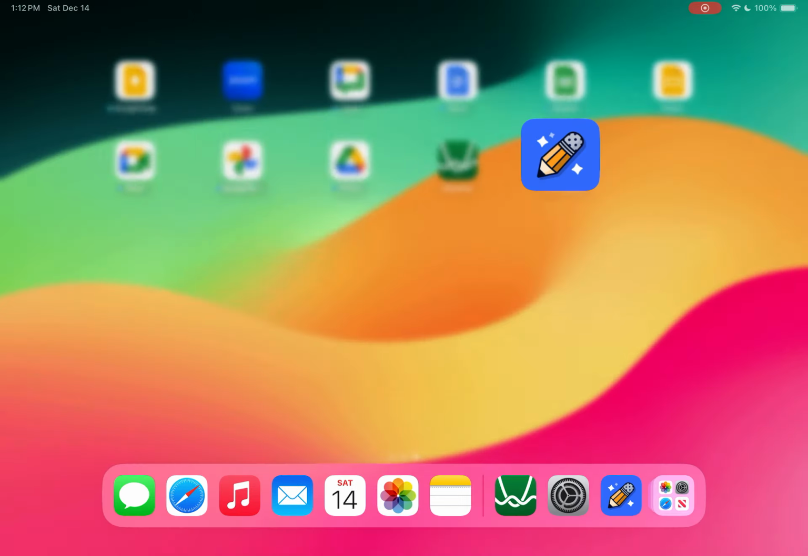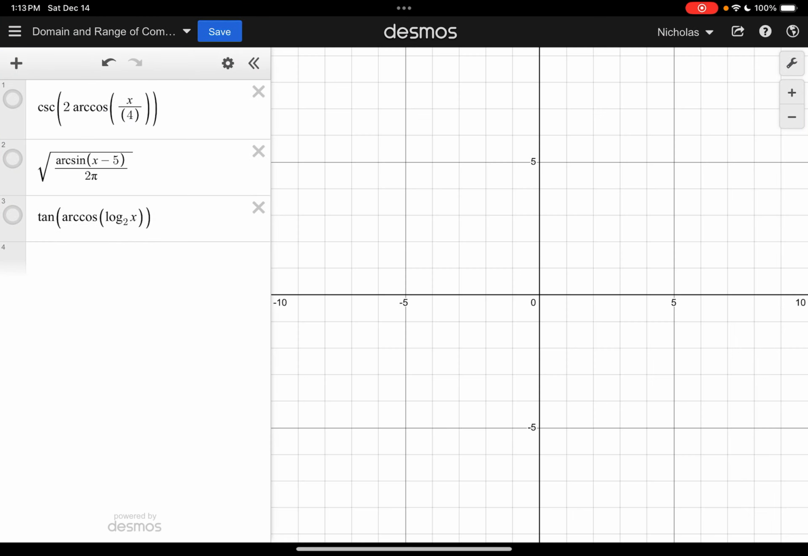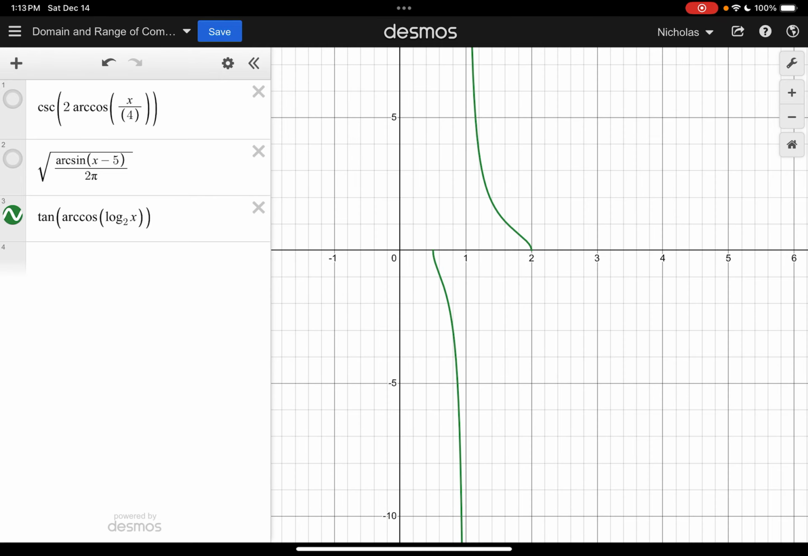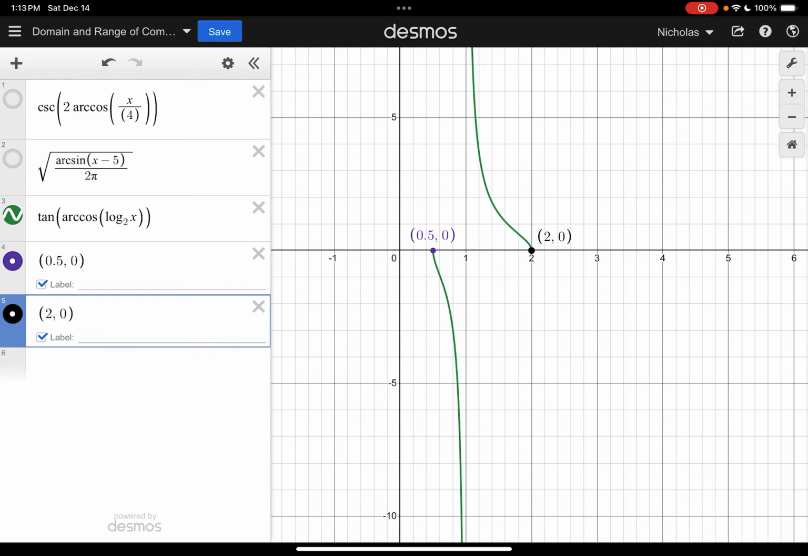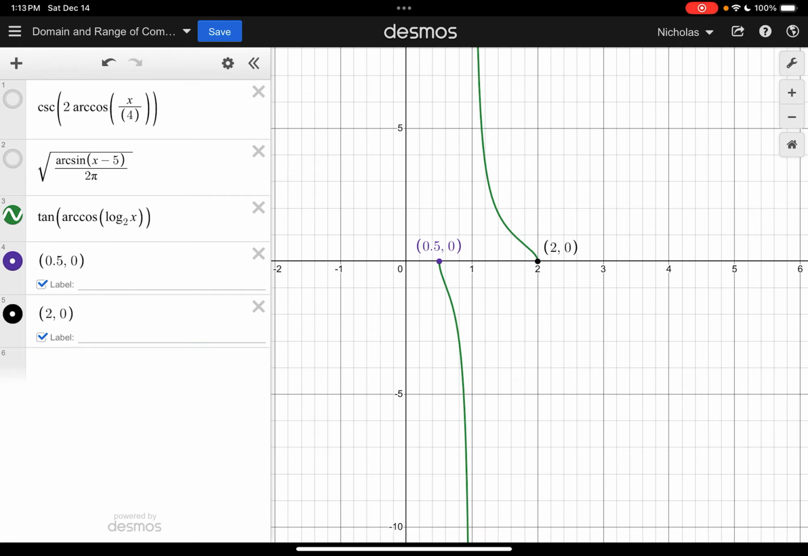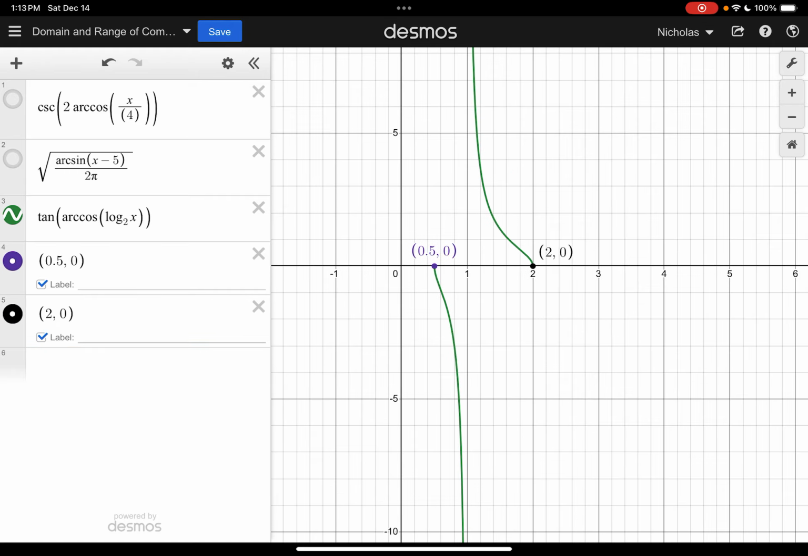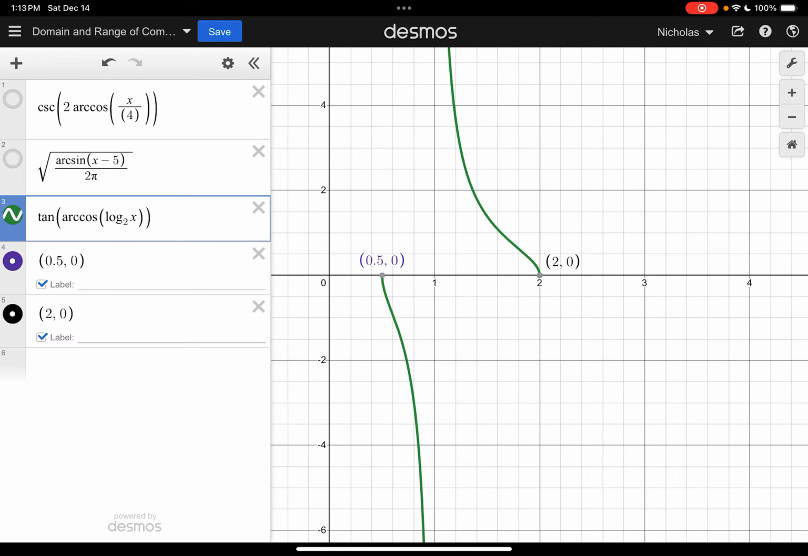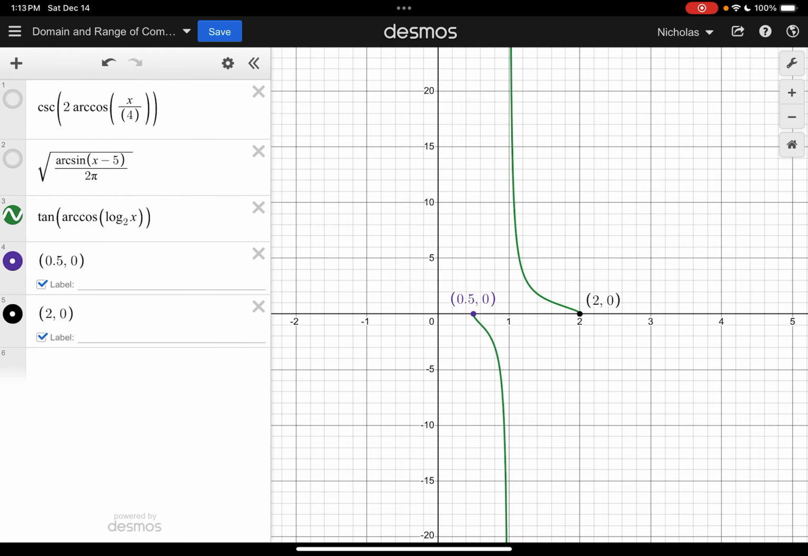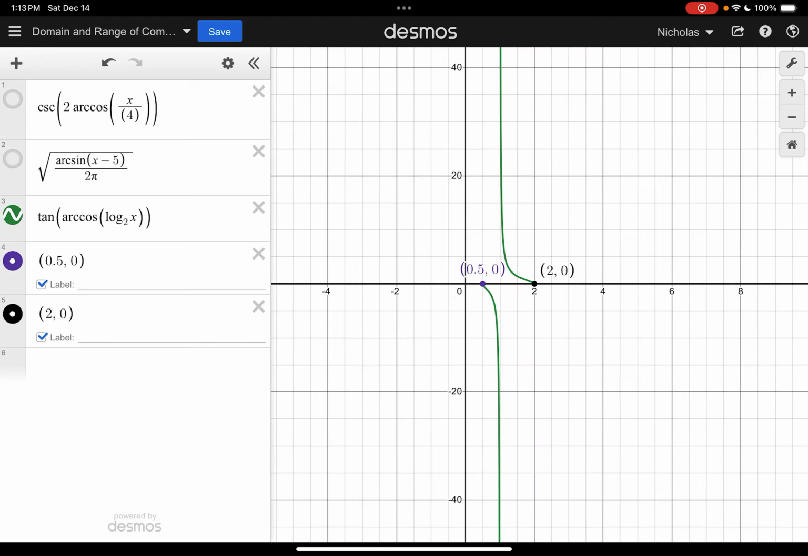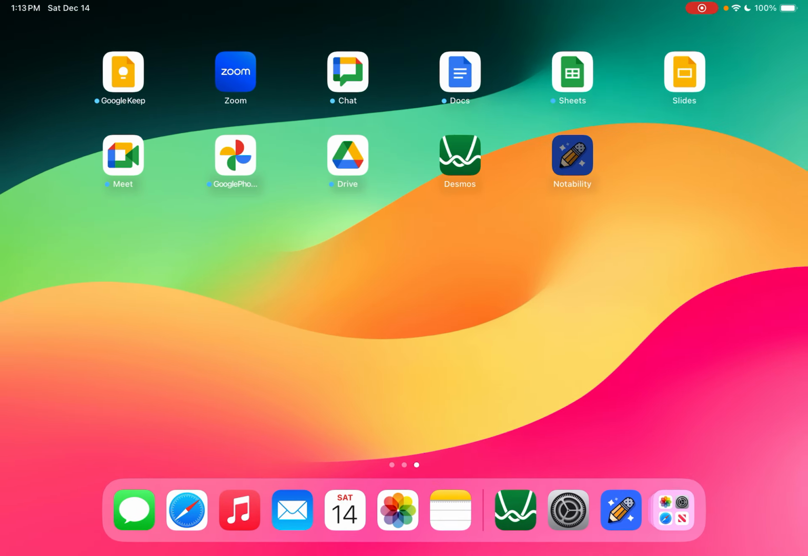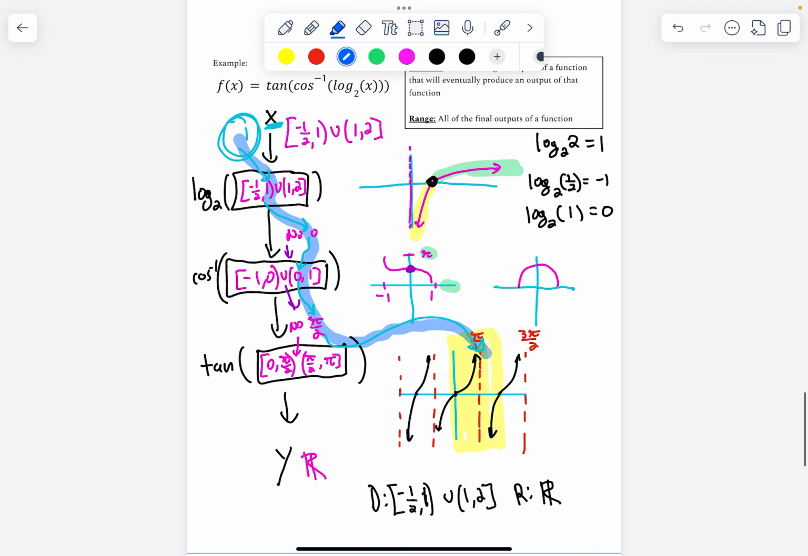And finally, let's just take a peek at that graph. Tan arc cosine of log base 2 of x, and here it is. If we zoom in a little bit, we have everything at -0.5, 0. That's our point there. And we have 2, 0. So our other endpoint is at 2, 0. So our domain is -1/2 to 2, but not including 1. You can see how there's this asymptote at 1. So we can't actually input 1. And then our outputs, we get out 0, and we get out every positive number, and we get out every negative number. And so our reasoning was valid. We got the correct domain and range.